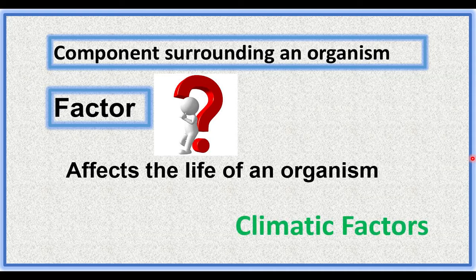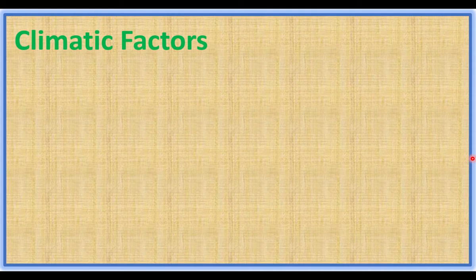There are various kinds of factors around an organism. Biotic factors are living factors. Abiotic factors are non-living factors. Among the various kinds of abiotic factors, in this part we are going to learn about climatic factors. Climatic factors change the climate of the environment.